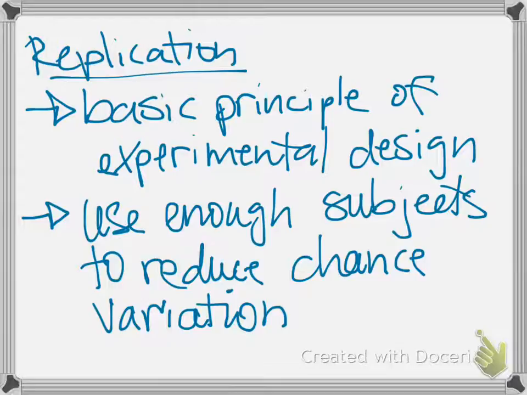The basic idea is that if there is some sort of strange chance variation, in other words, we have some outliers, if our sample size is large enough, we have enough experimental units in our experiment, then even if we do have those outliers, they're not going to have a very large impact on the overall results of our experiment. So again, basic principle number 2 is replication. Get enough subjects in your experiment.